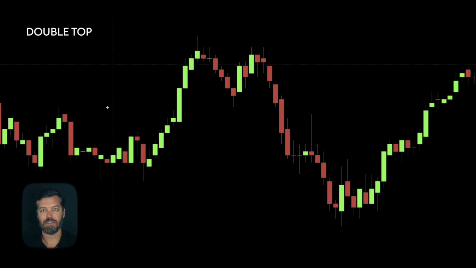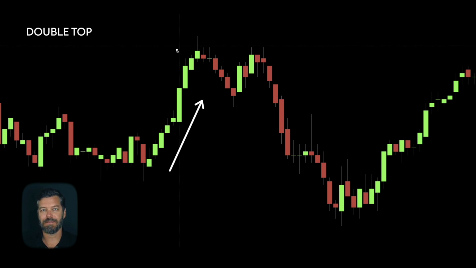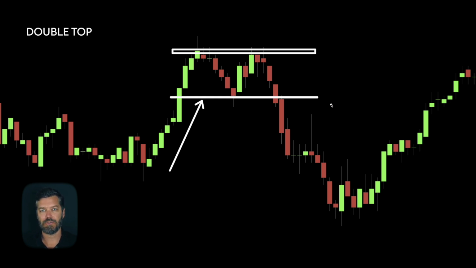We'll start with the double top. Imagine the price is in an uptrend, moving higher. At some point, it reaches a certain high twice. These two peaks form what we call a resistance level, and the low point between them creates what's known as the neckline. From a price action perspective, what does this double top tell us?